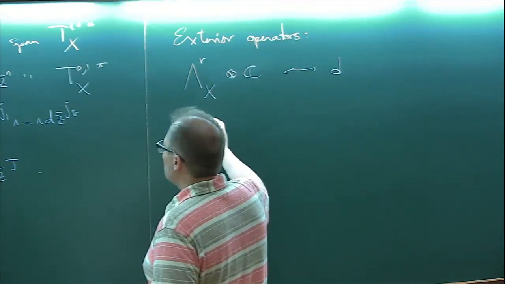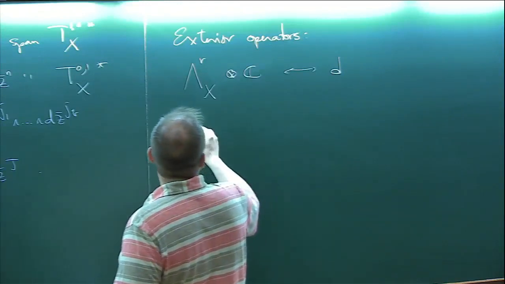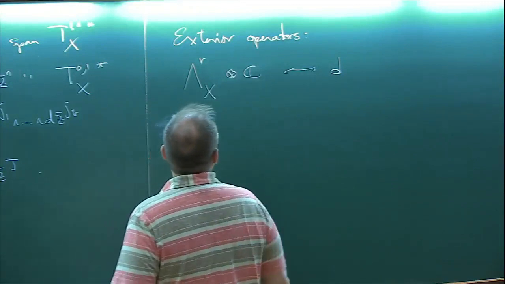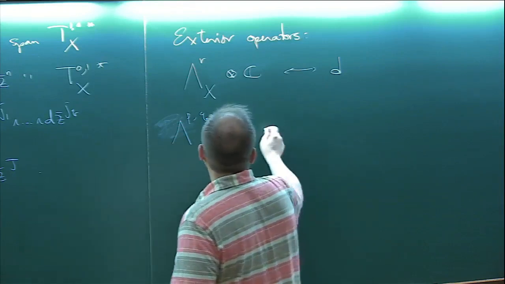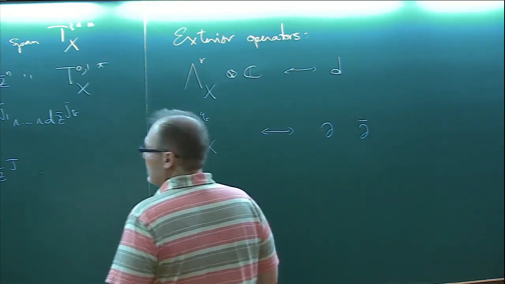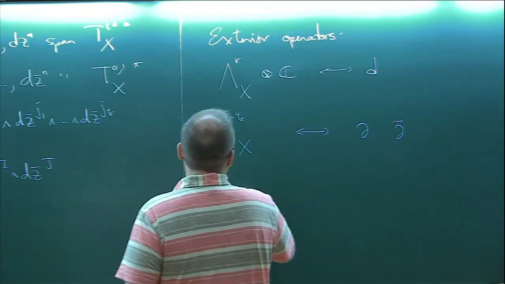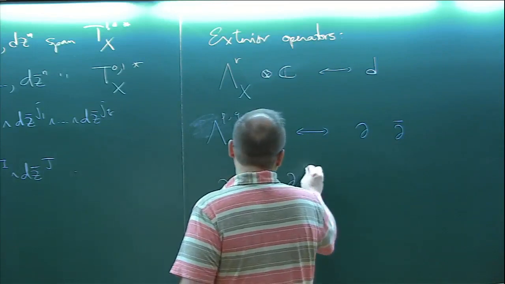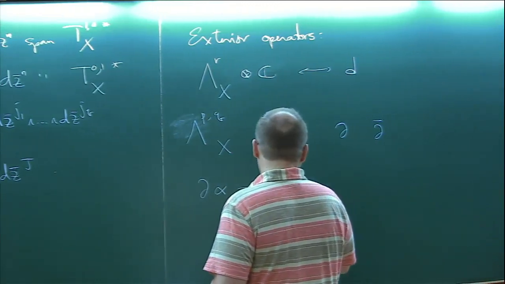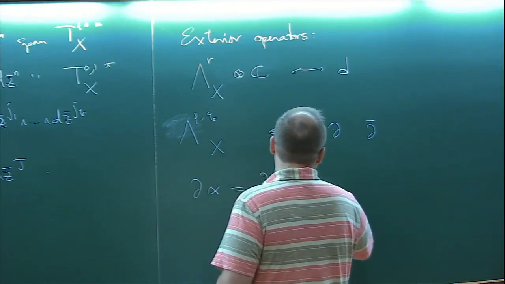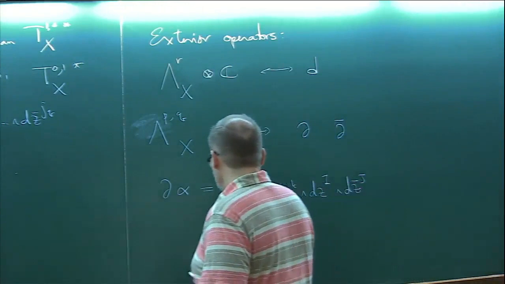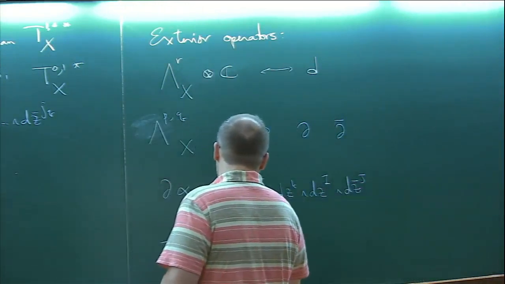So for differential forms, for (p,q) forms, for Lambda^{p,q}, you also have two operators, ∂ and ∂-bar. And what are their definitions? So ∂ of alpha is ∂ F_{I J-bar} dz^K wedge dz^I wedge dz-bar^J. And then ∂-bar of alpha is similar.